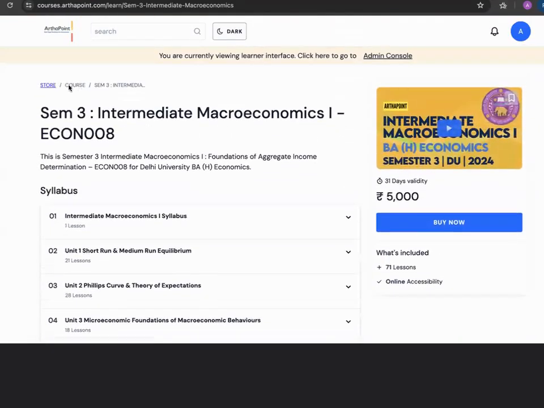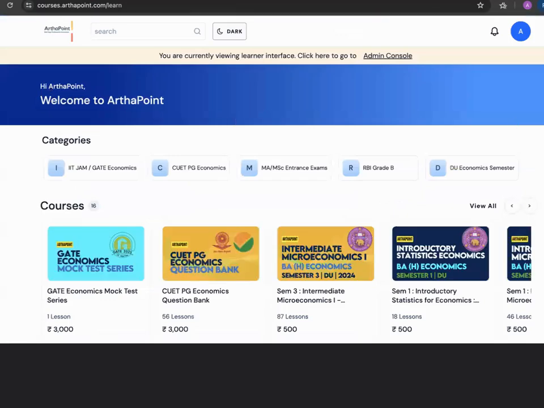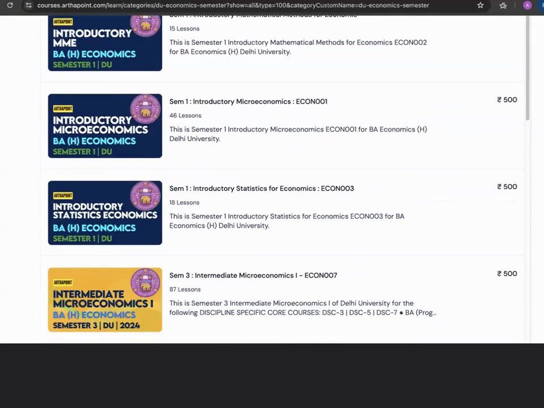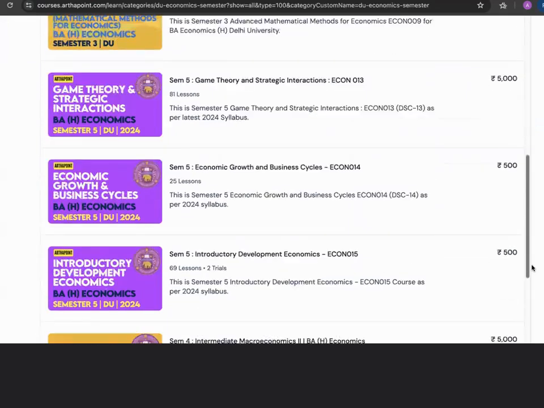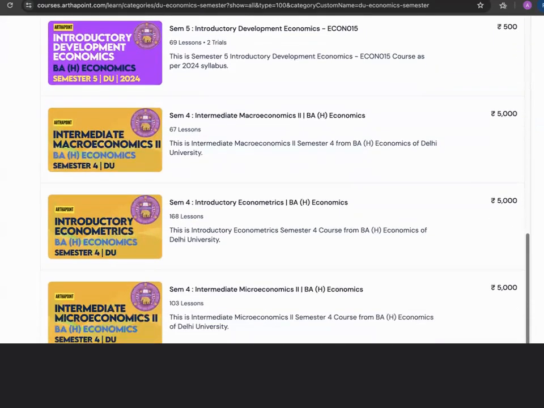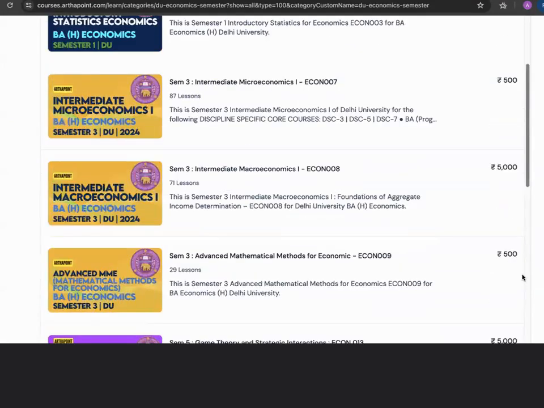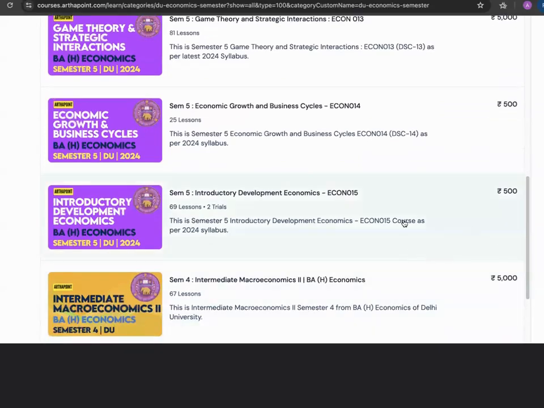But if you look into the other courses of the economics semester, they are available for no fees. This is only the portal fees that we are charging. Similarly, if you look into the 5th semester, game theory is a paid course in which we are solving various problem sets also. But other than game theory, other courses like economic growth and business cycle, like introductory development economics, these are all the initiative, only portal fees is being charged.